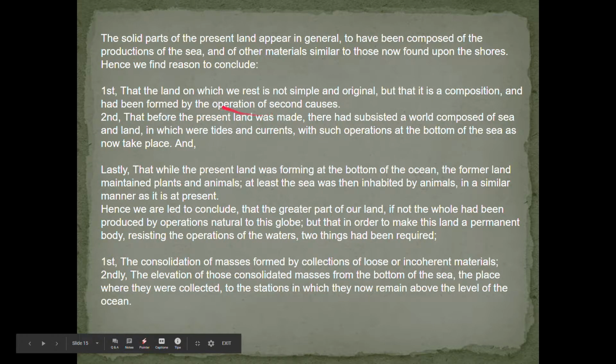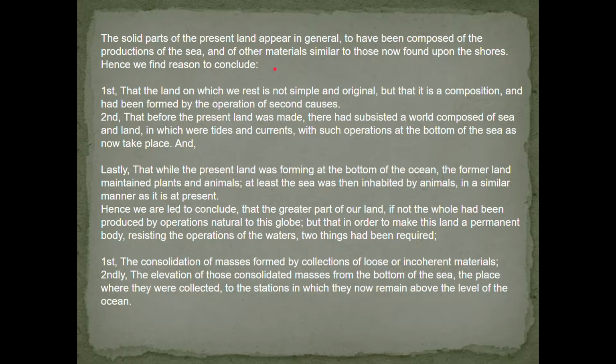Lots of words. So this is what he said, and I kind of want to read this to you. I think it's fairly important because what a realization. This is sort of like the birth of geology as a true science. And it's still relatively recent compared to a lot of other sciences. Anyway, so the solid parts of the present land appear in general to have been composed of the productions of the sea and other materials similar to those now found upon the shores.